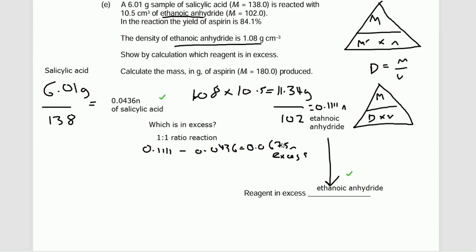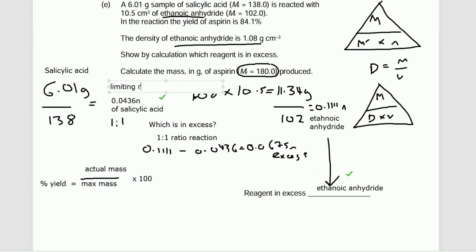Now the next part of this question was to work out the grams of aspirin that are produced. They've given us yield, so we need to use the yield calculation. Percentage yield is the actual mass over the maximum mass times 100. So we need to find the actual mass, and so we need to work out the maximum mass, and then we can do it. We know the MR is 180, and I know the moles of aspirin.